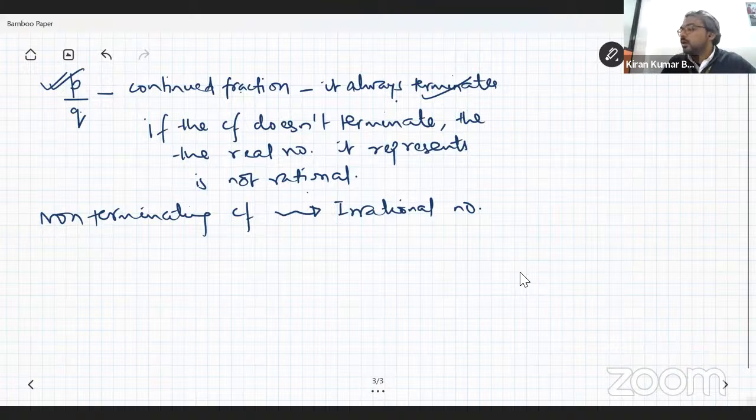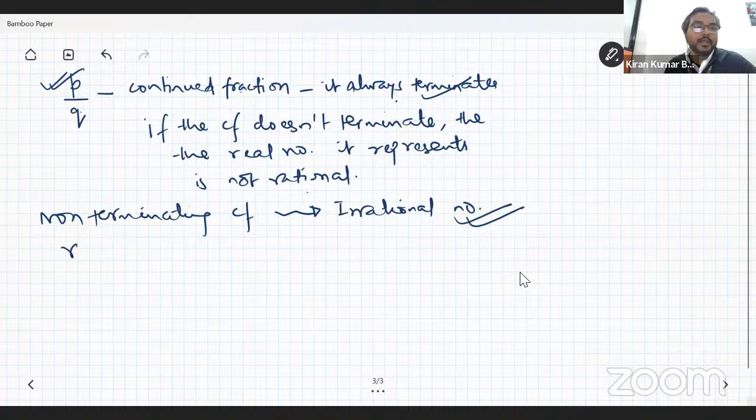So this is how, in the very initial stage, these continued fractions were used by the Greek mathematicians, the Chinese mathematicians, even the Indian mathematicians. But what is the use? I'll come to this. What is the use of a non-terminating fraction representing an irrational number? So for example, this is an irrational number.